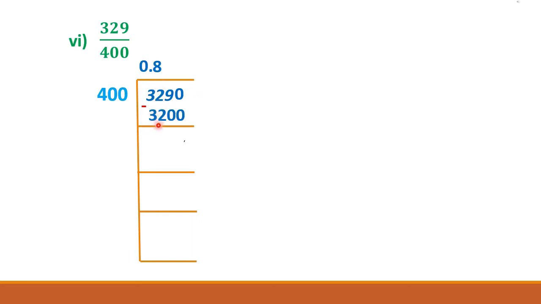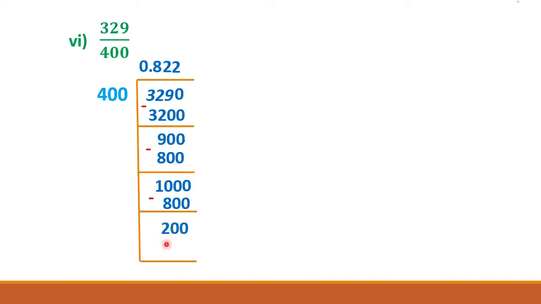Now subtracting these two, we get 90. Again we put 0. Now we have 900. So 400 2s are 800. So 900 minus 800, we get 100 as remainder. We put 0. Now we got 1000. 400 2s are 800 and we get remainder as 200.